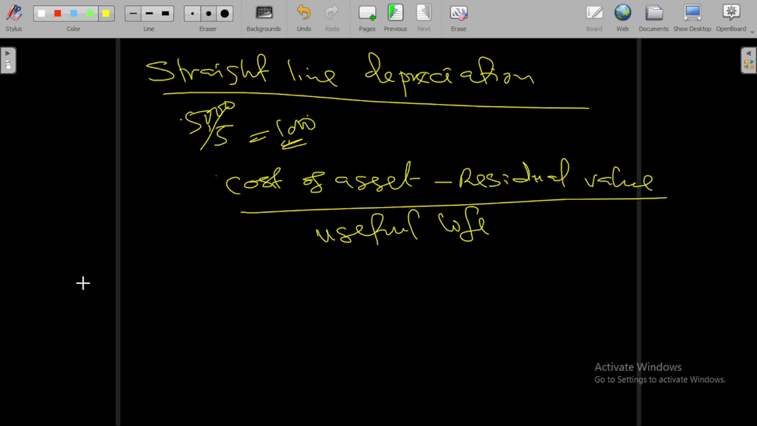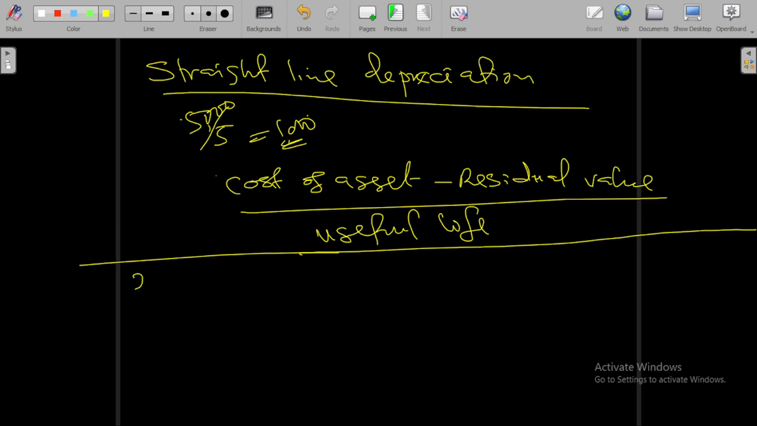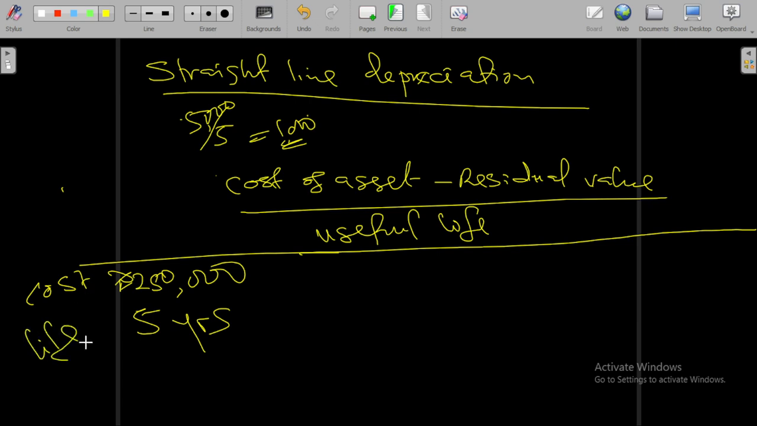Okay, now let's look at a simple illustration here. Say a machine costs 250,000 naira. You bought a machine and the cost of this machine is 250,000 naira. It has an expected economic life of 5 years. So this is the useful life, useful life is 5 years.